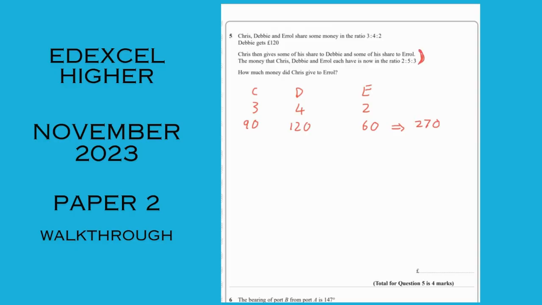We're then told some money is given away, yada yada yada. We now have the ratio of 2, 5, 3. Them added together is 10 shares, so let's focus on Errol. Errol gets 3/10 of the cash, or in other words, 3/10 of £270, which is £81. How much money did Chris give to Errol? Errol's up by 21.